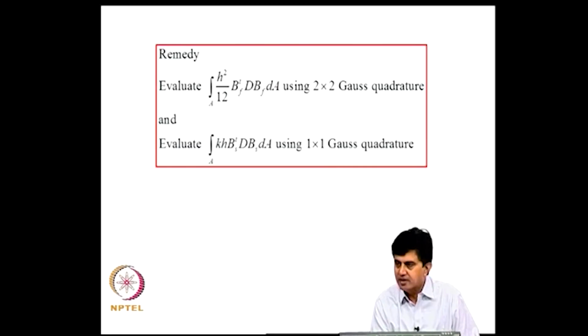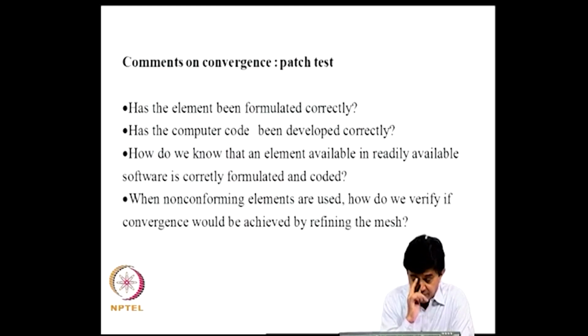So, this is one question that we posed about behavior of deep beam and plate elements as the thickness becomes small. Now, I wish to make a few comments on issues related to convergence. In using any finite element formulation, at the stage of completing the formulation of the element, and when we are ready to use it, we can ask several questions. Has the element been formulated correctly, and have the computer codes been developed correctly?